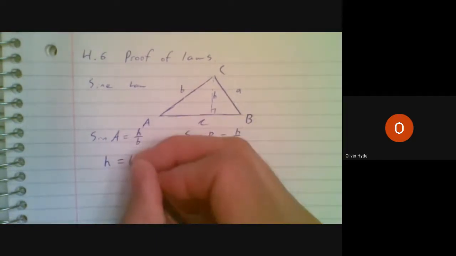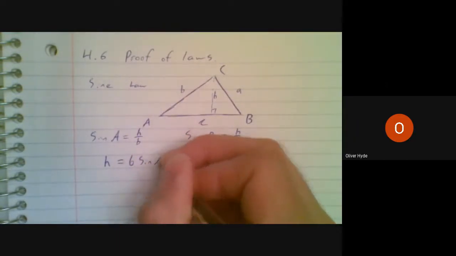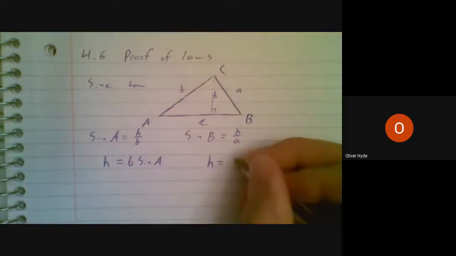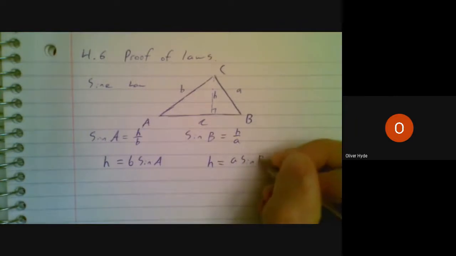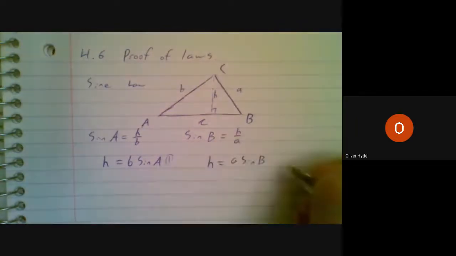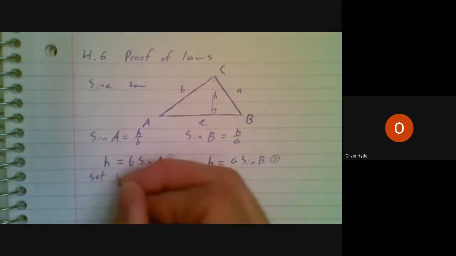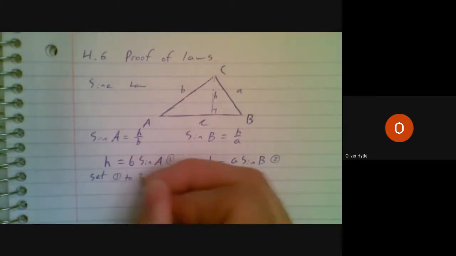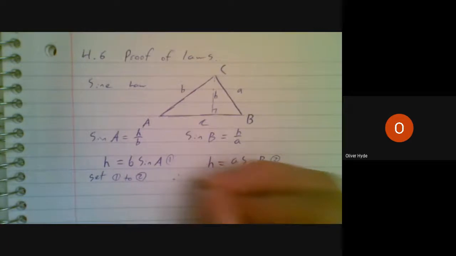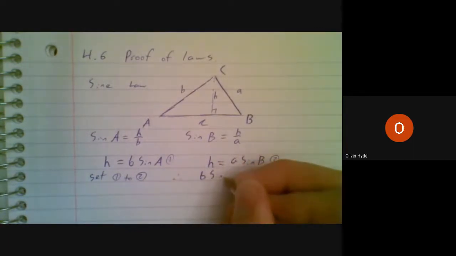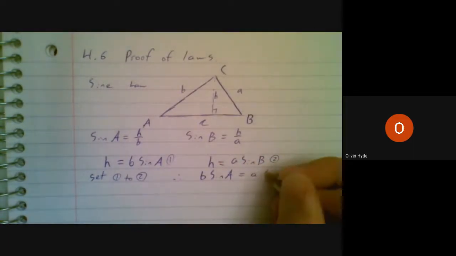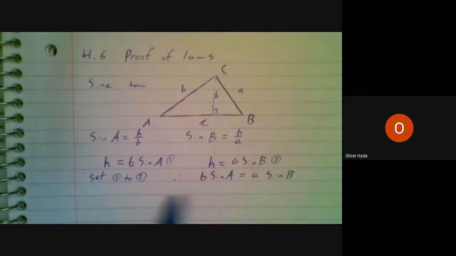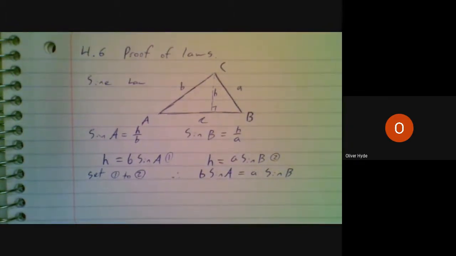Here I get that h is going to be b times the sine of A. Here I get that h is going to be a multiplied by the sine of B. Let's call this statement number 1 and statement number 2. And we will set statement number 1 equal to statement number 2. And therefore, we get that b times the sine of A is equal to a times the sine of B. This is a less popular version of the sine law. It's an optional version if you want to use it.